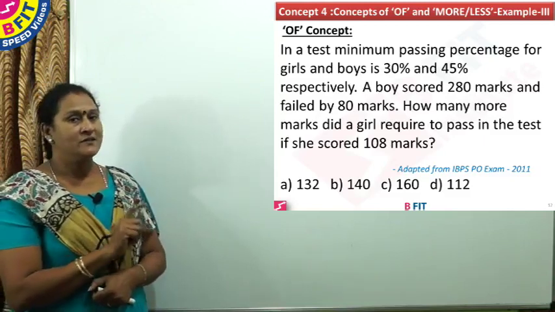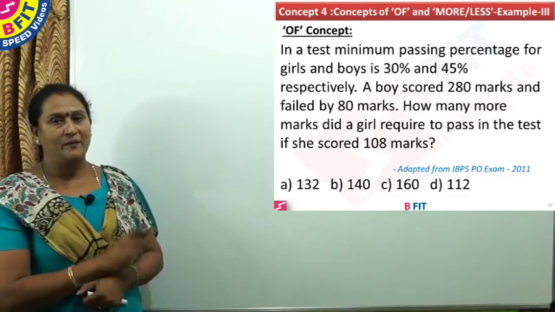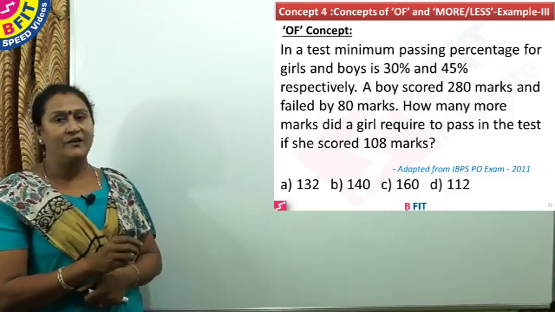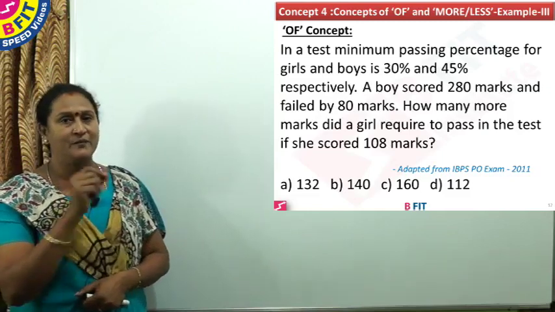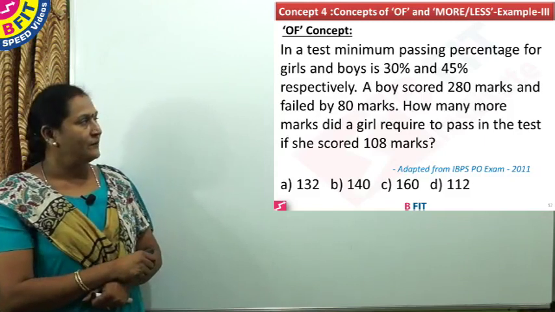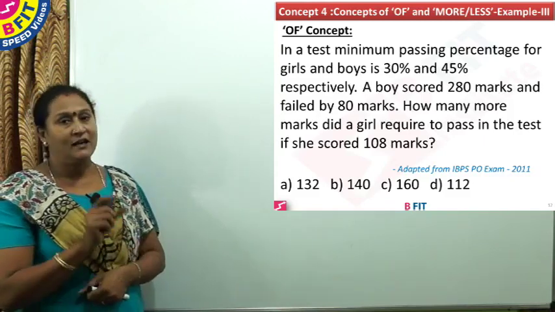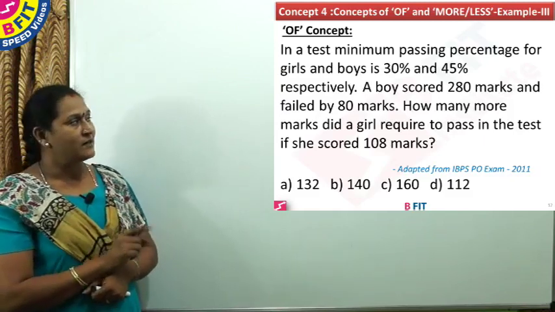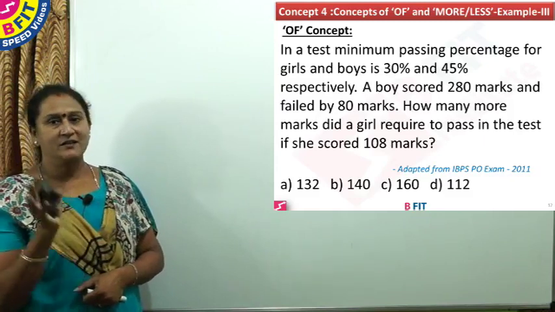And total marks is same for both. So a boy scores 280 marks. So scoring 280, he fails by 80 marks. It means that he hasn't got 45%. By how many marks had he failed? 80 marks he had failed. So add 80 to the 280 marks which he had got, you will get the pass mark. So pass mark is 280 plus 80, 360. So which implies 45% is 360.